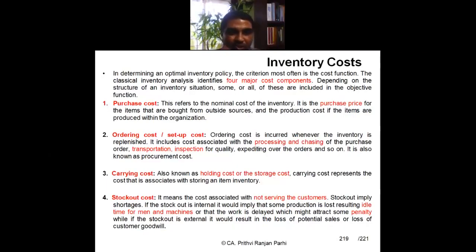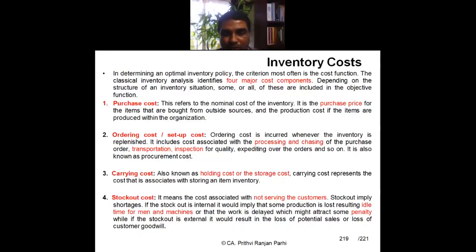Then the next cost is carrying cost. Just like in cash, when you are holding cash, you are losing interest. Similarly, when you keep inventory, the fund is blocked, so that interest is lost. Plus, storage cost has to be incurred. There is a possibility of deterioration of the stocks, and inventory may become obsolete. There will also be wastage of inventory. All these are the carrying cost or holding cost.